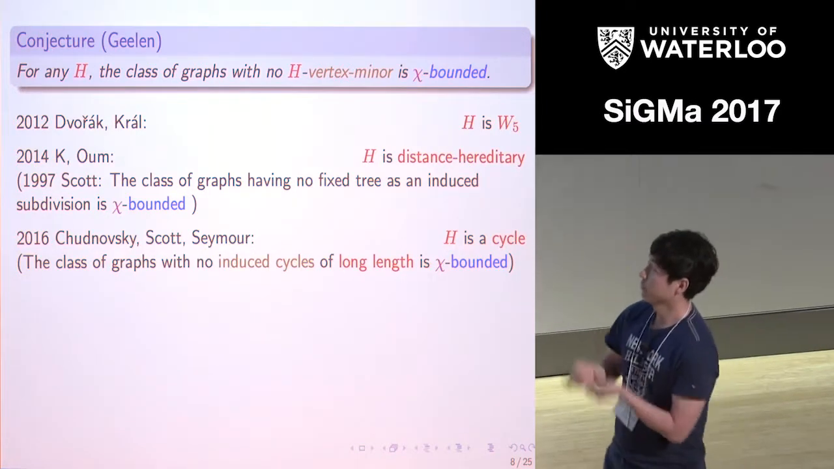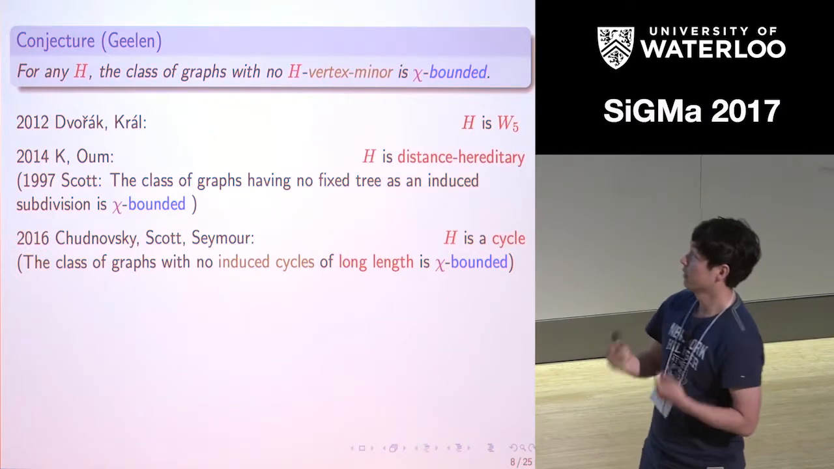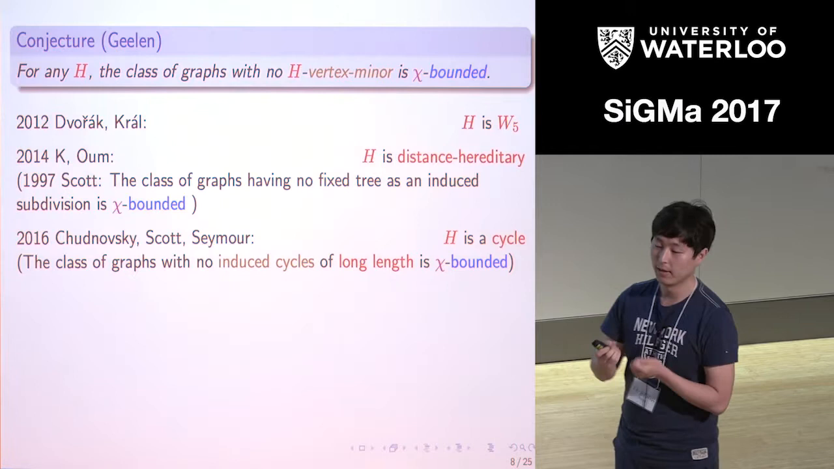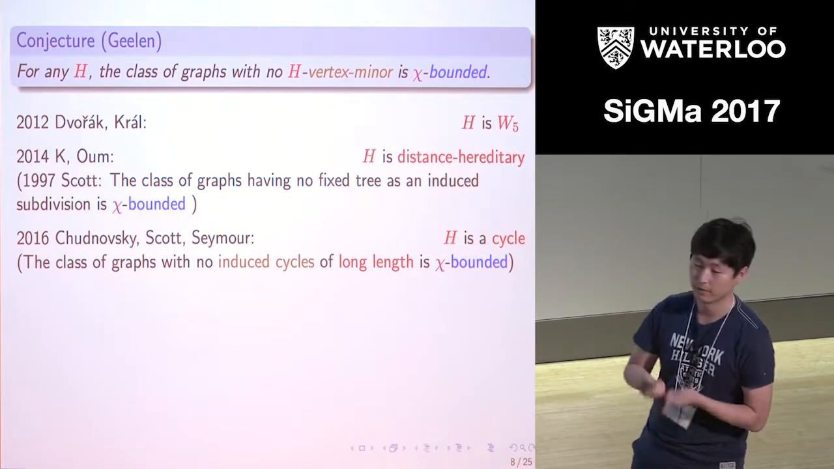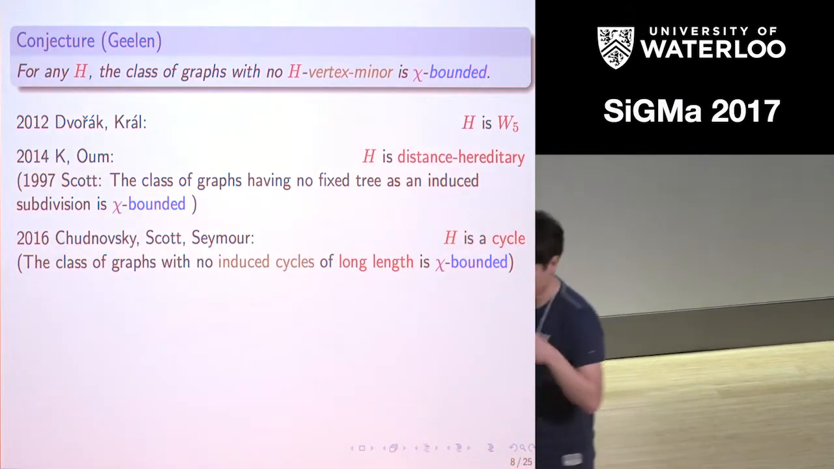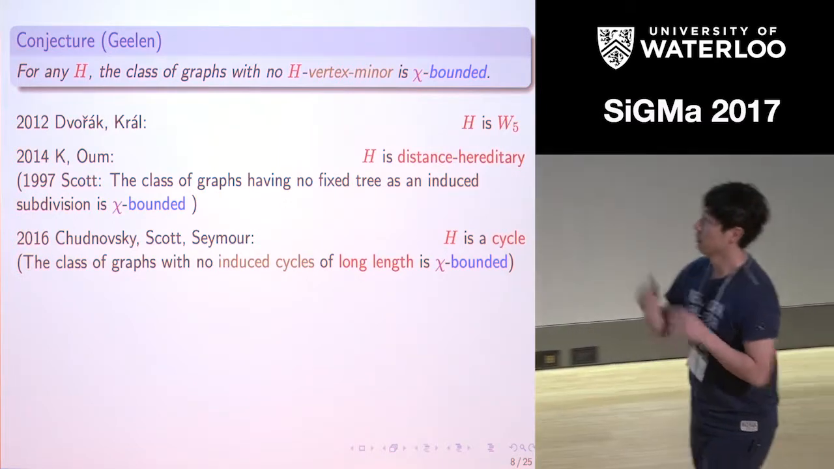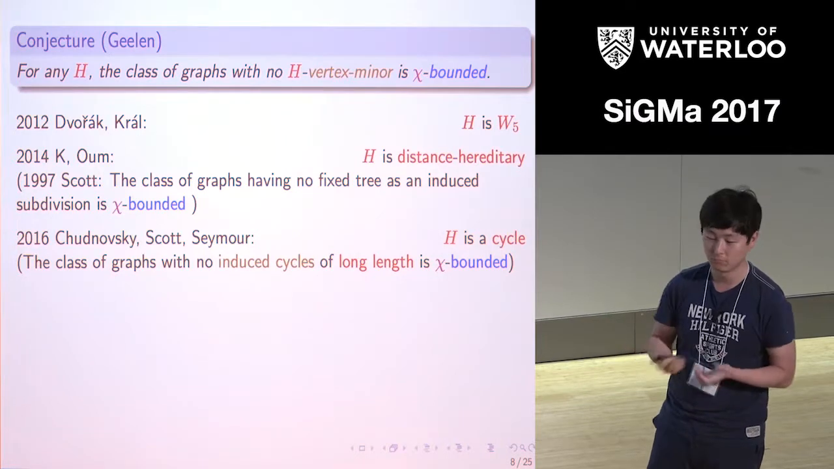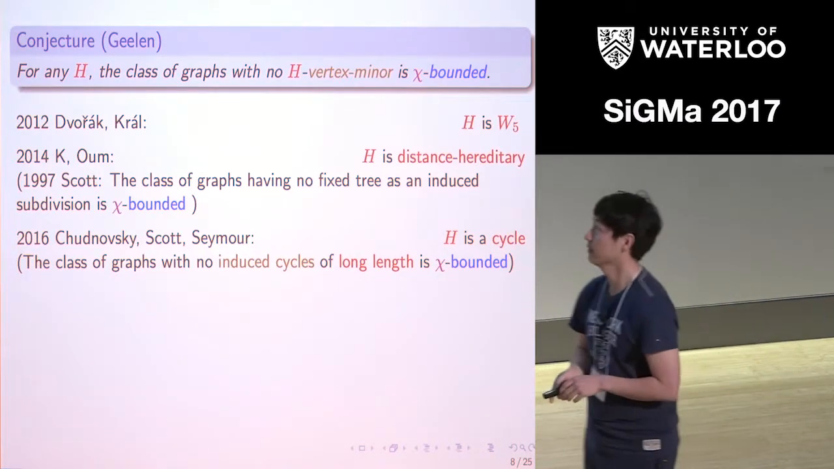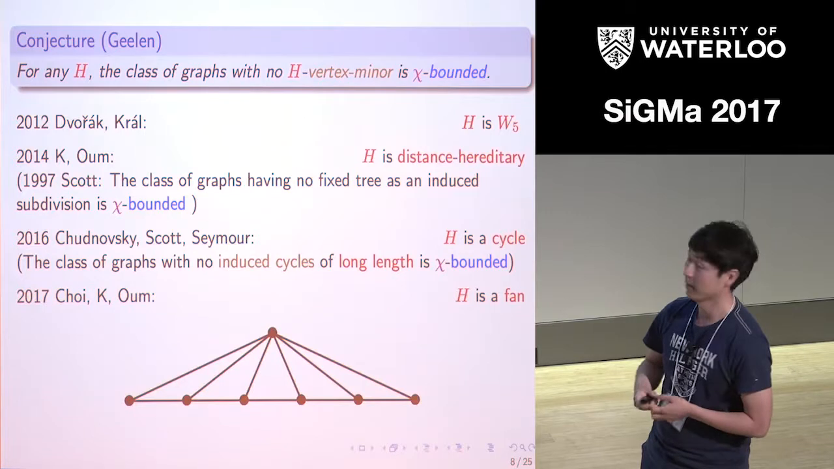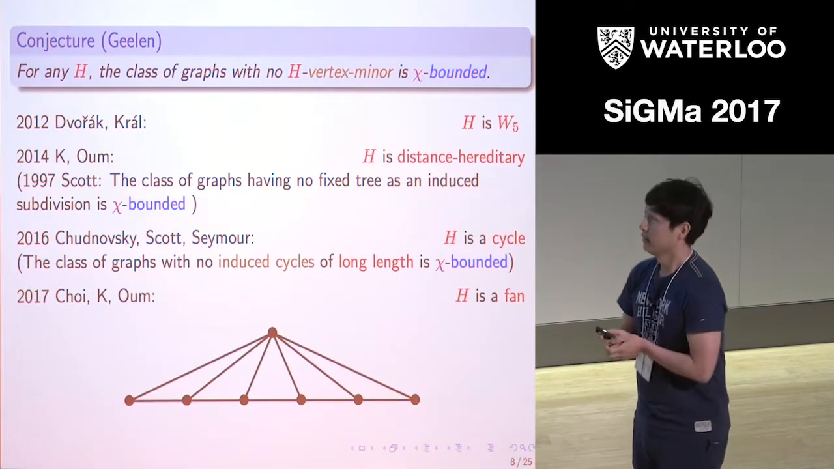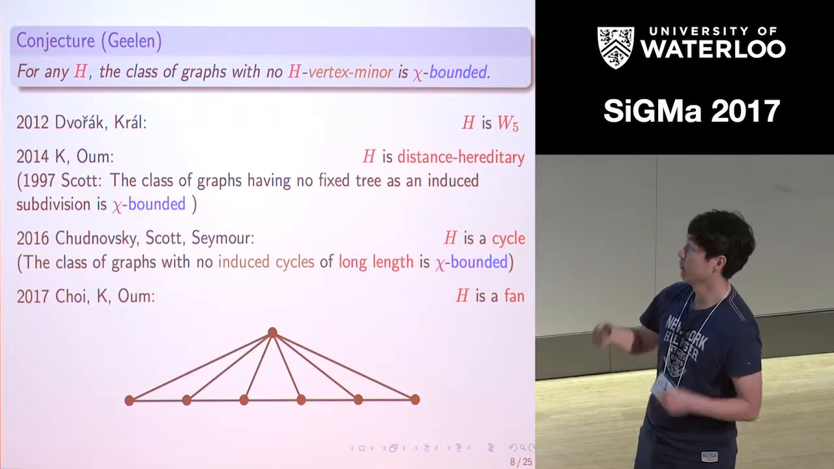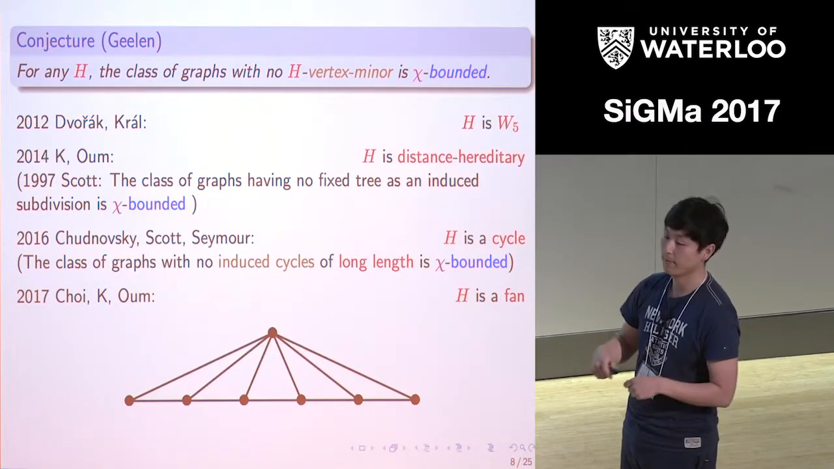Also, recently, Chudnovsky, Scott and Seymour proved that the class of graphs with no induced cycle of length at least k is chi-bounded, and this implies that the conjecture is true for cycles. So when I started to work on this, this is what I knew, and then I wanted to extend slightly to more graphs than cycles. The first attempt was the fan graphs, and actually we have a result with a coauthor: if you forbid the fan graph as a vertex minor, you have chi-bounded.